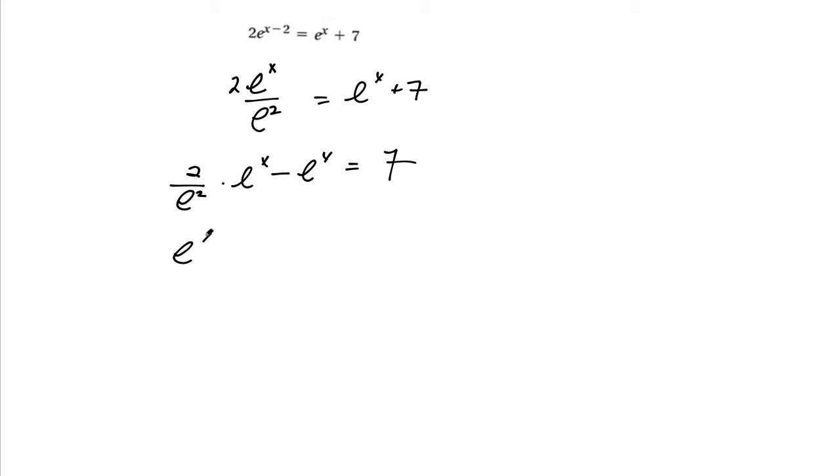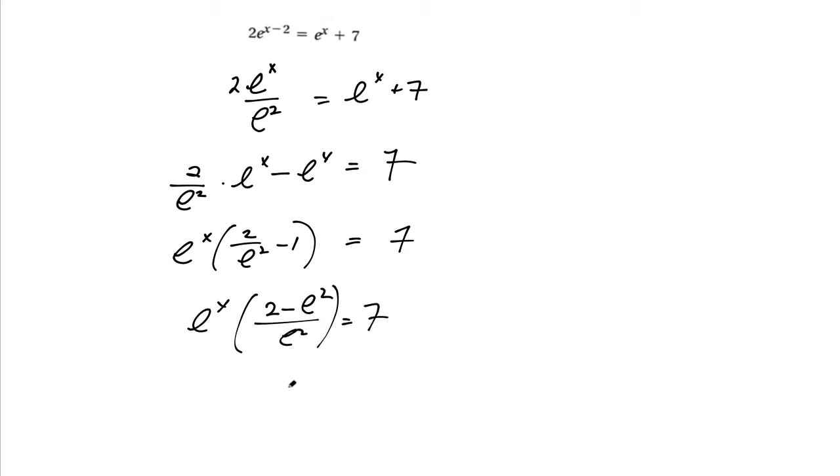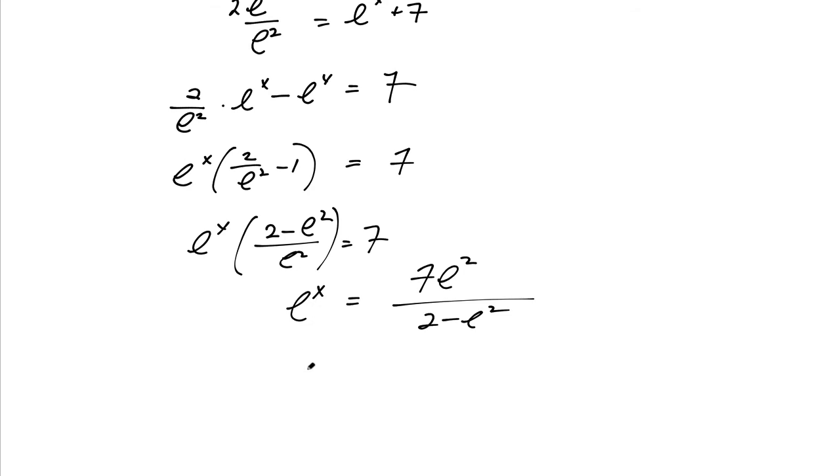You can factor out e to the power of x. If you combine that into a single expression, you get 2 minus e squared over e squared. So e to the power of x will equal 7e squared all over 2 minus e squared. If you ln both sides, you get x is equal to ln of that. I'm just going to stop there. You can punch that in the calculator if you want a decimal equivalent.